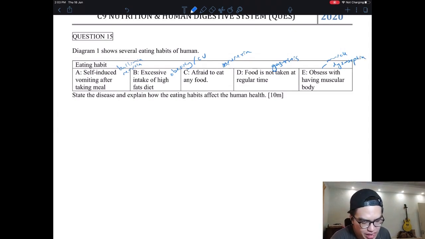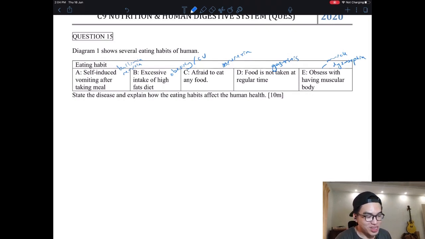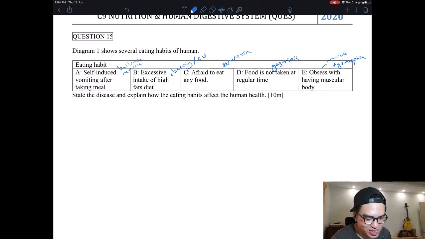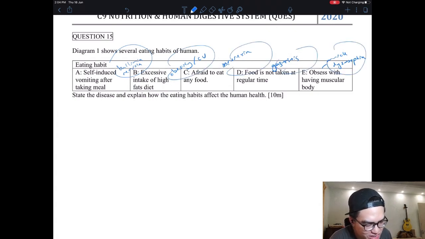State the disease and explain how the eating habits affect human health. Basically, if you state all the diseases, you get all 5 marks. That is so simple, so I already get 5 marks here. So how does it affect human health?